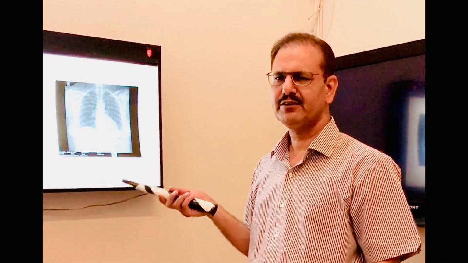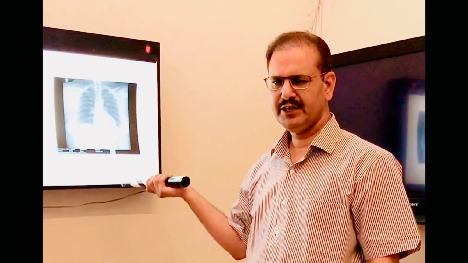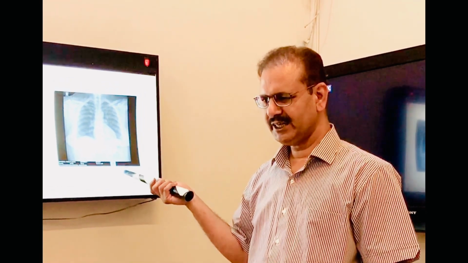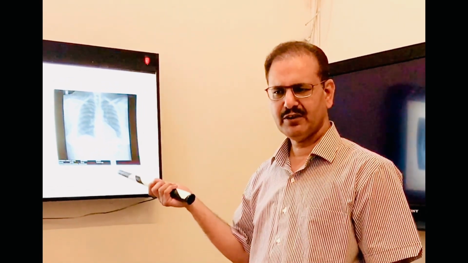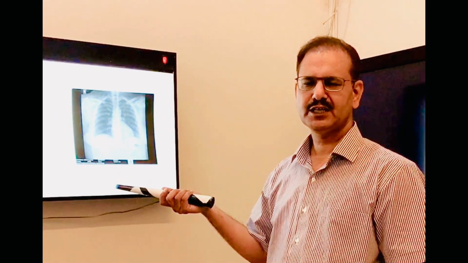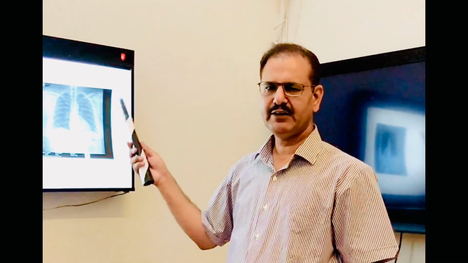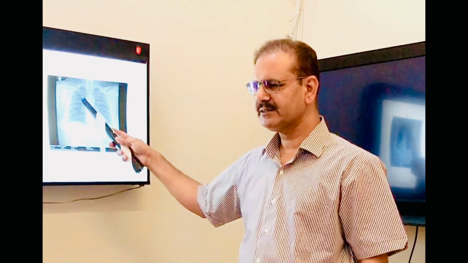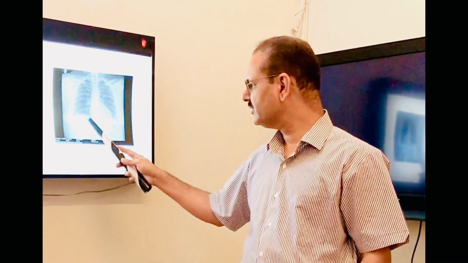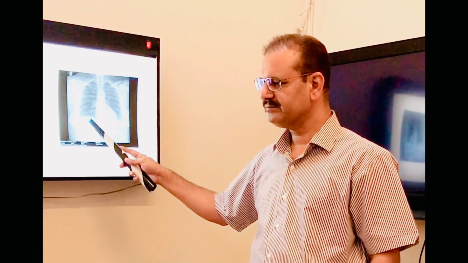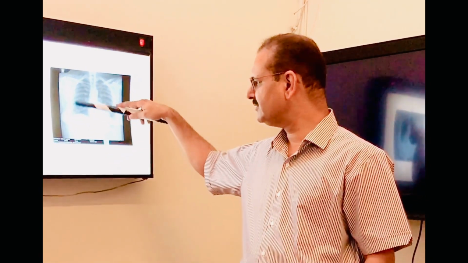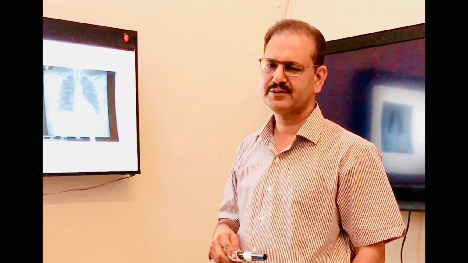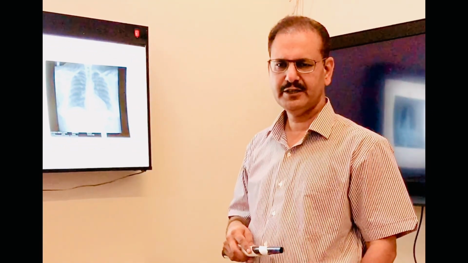So A for airway, B for bones, C for cardiac shadow, D for diaphragm, E for extrapulmonary tissue. Trachea is deviated. There are metastases in the lungs. Cardiac shadow is enlarged. There is free gas under the diaphragm, and there is surgical emphysema, or air in the extrapulmonary space. Okay, got it?